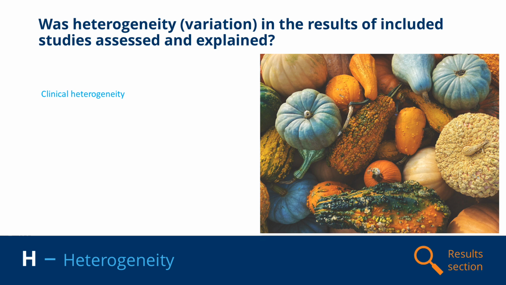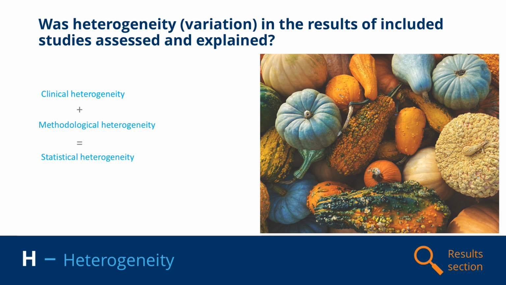There may also be differences in the way the studies were conducted or differences in the quality or level of bias. This type of variation is known as methodological heterogeneity. Both clinical and methodological heterogeneity lead to variation in the results of the studies included in the review. This variation in the results of included studies is called statistical heterogeneity.